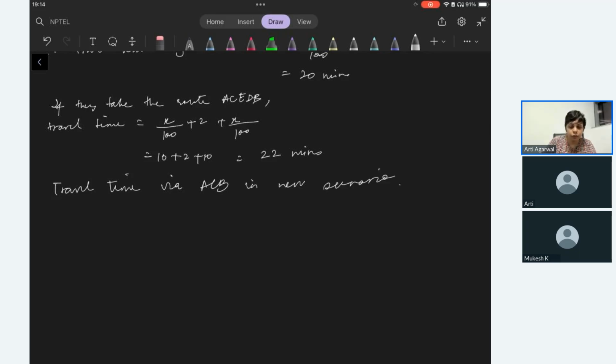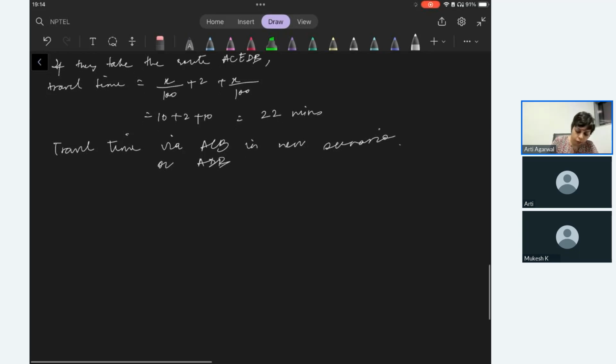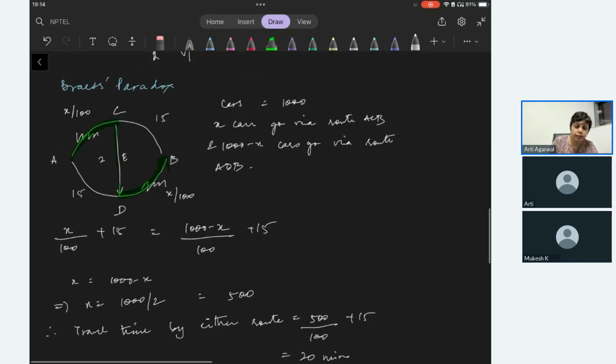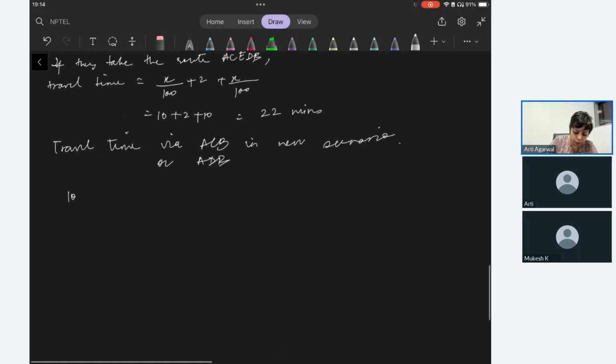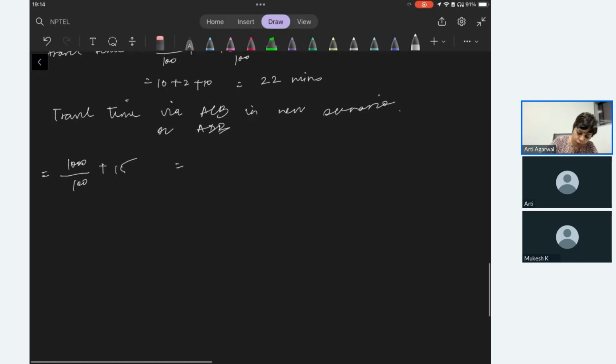What is going to happen? This actually works both ways. ADB, we have the same calculation, so it comes out to be the same. Now what happens here? The travel time from A to C is x by 100. Now the cars here is 1000, right? 1000 by 100. The travel time from C to B, which is 15. This comes out to be 10 plus 15, which is now 25.